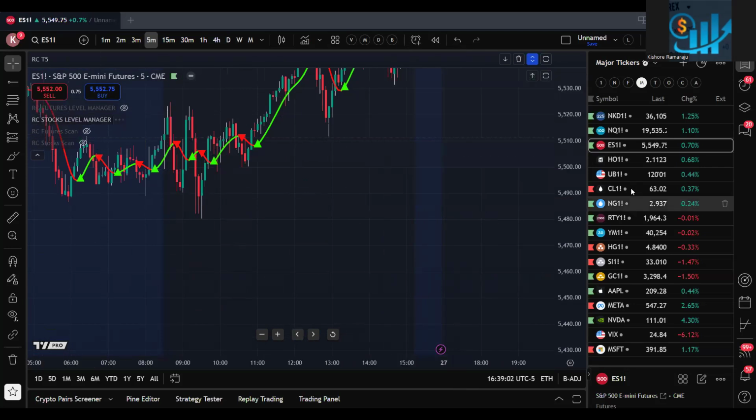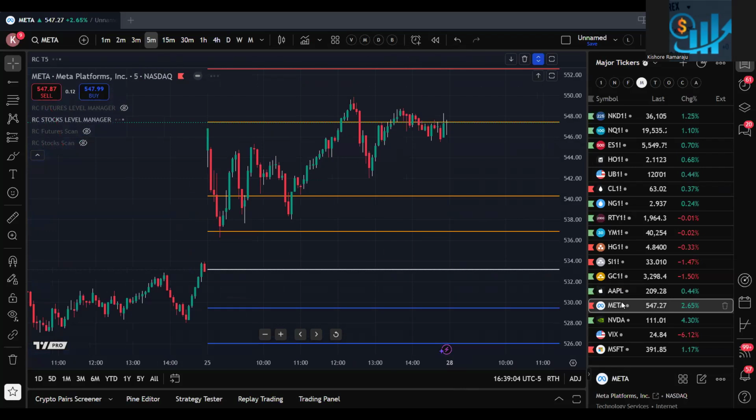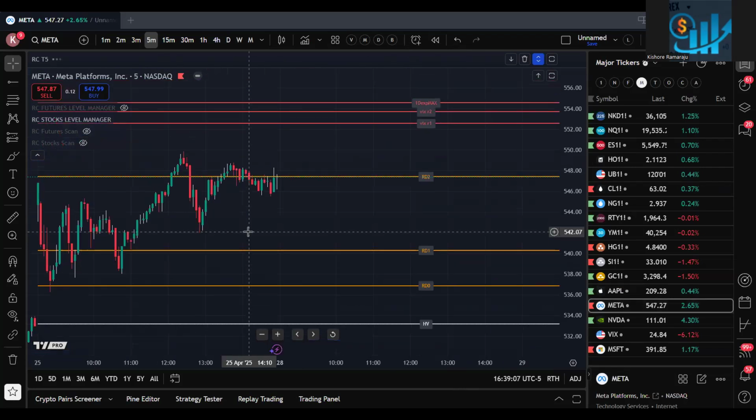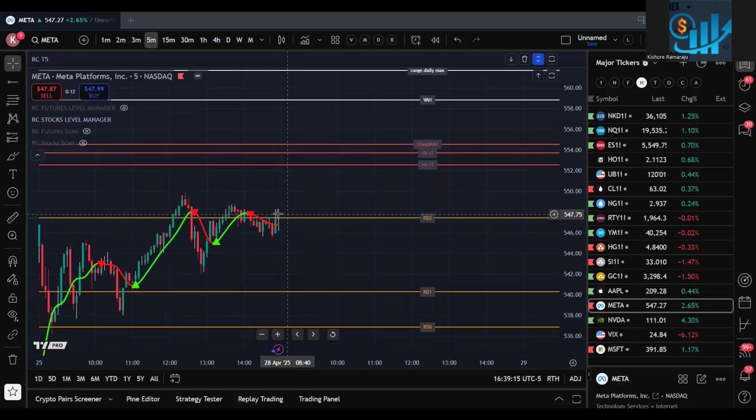So if I go to stocks manager and select Meta, it is telling me that Meta is at RD2 now. If it comes down, it will come all the way to RD1. RD1 will act as a support. But if it breaks this level, this can go all the way to 552. And 552 is a major, right? That is like a major top.